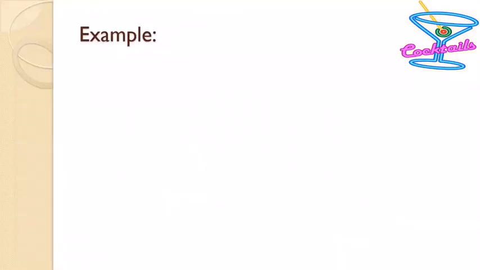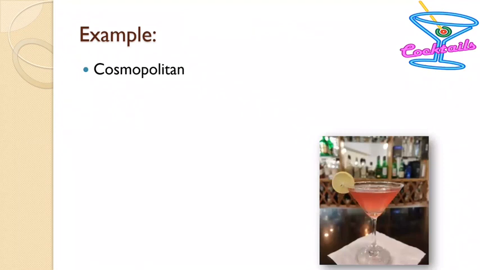Let's take an example of a cocktail. Cosmopolitan, one of the classic cocktails. There you are. That's the Cosmopolitan. Now, what all are the ingredients in Cosmopolitan? It starts with the first and the most important ingredient, that's vodka. Now, vodka being the spirit, it automatically becomes the base of the cocktail.